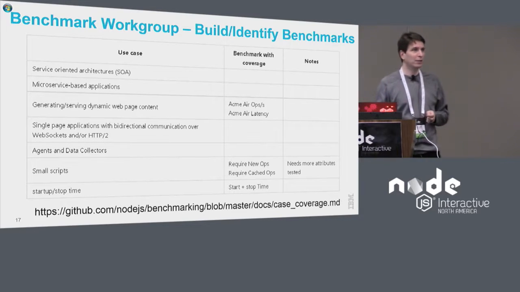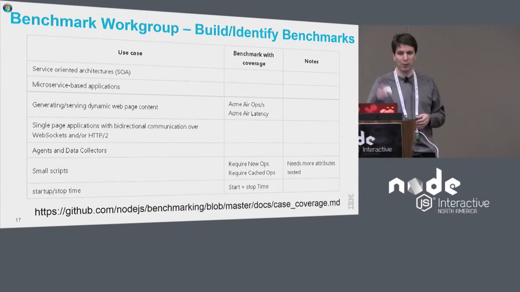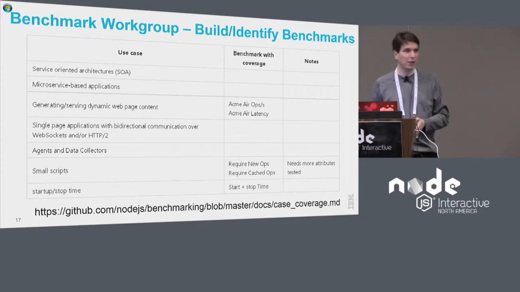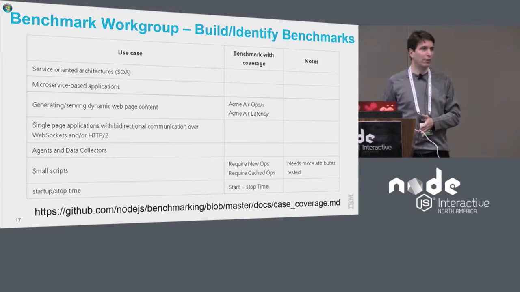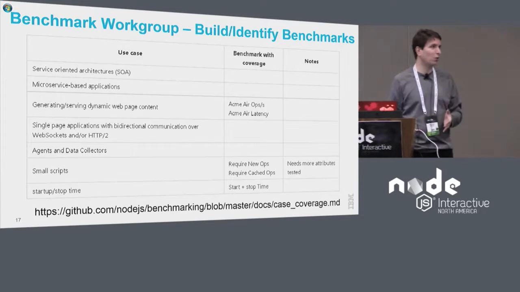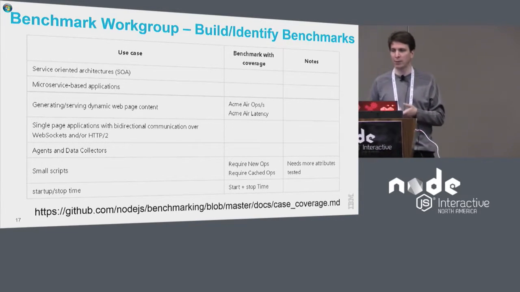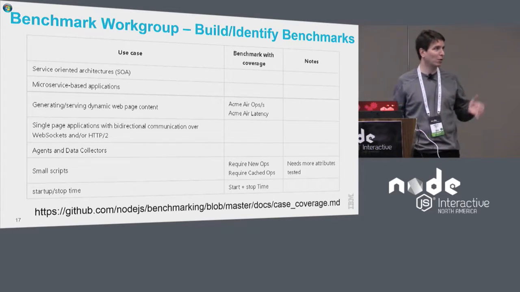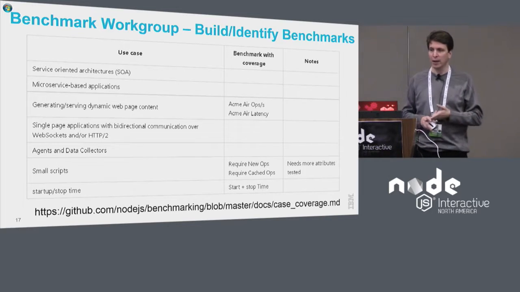So we took those use cases, we took those attributes, and we built our table that says, okay, here's our use cases and our key attributes, and now we want to fill this in with benchmarks. And so we've started the work of going through identifying benchmarks. Acme Air was one of the benchmarks that was already out there in terms of a whole system benchmark, so it's one that we've actually implemented as a first one.